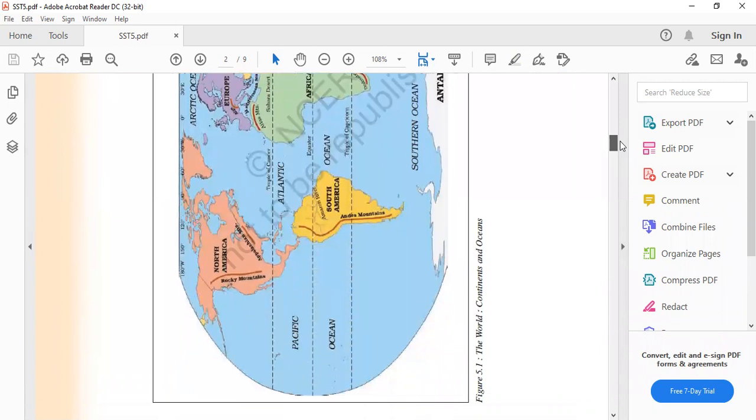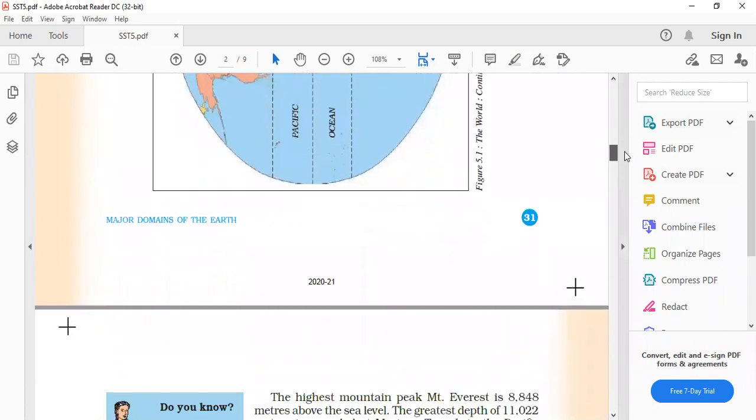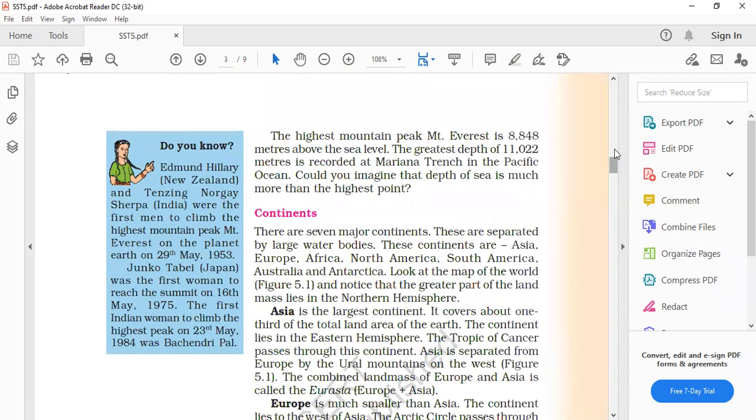Okay, let's go to page number 32. That is where you get the highest mountain peak, Mount Everest. See, here is its height above the sea level. Understand and underline this line. It's a very, very important line.